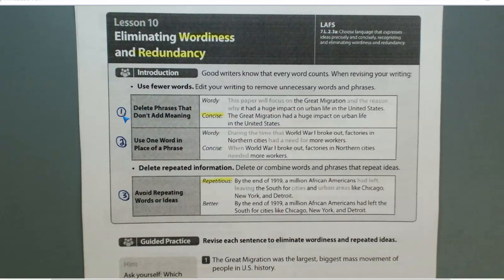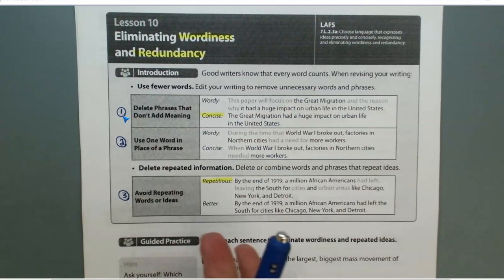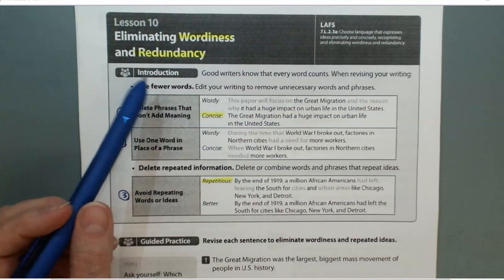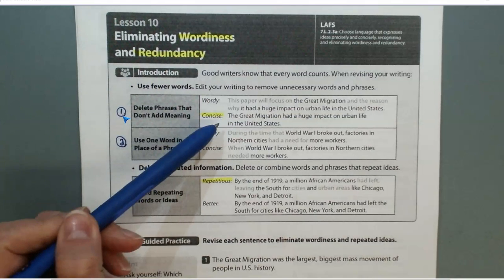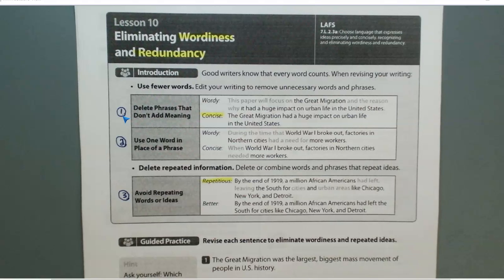It doesn't add any meaning at all, so we're going to take it out. Also, "and the reason why", remember me saying, don't put that in your essay? Those kinds of words don't add any meaning, so we're going to take them out. To tighten up that sentence and make it more concise, you delete the phrases that don't add meaning. So it becomes: the Great Migration had a huge impact on urban life in the United States. The reason why, it's gray, you're taking it out.